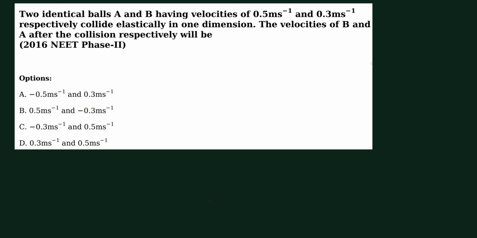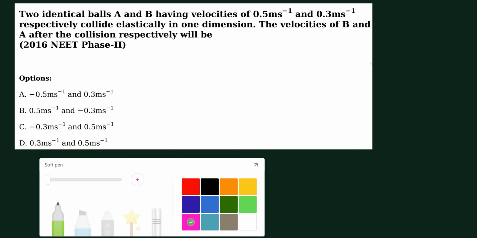Two balls having velocities of 0.5 meter per second and 0.3 meter per second respectively collide elastically in one dimension. The velocities of B and A after the collision, respectively, means they exchange their velocities. Why? Because both masses are identical. If masses are identical, after collision they exchange their velocities.